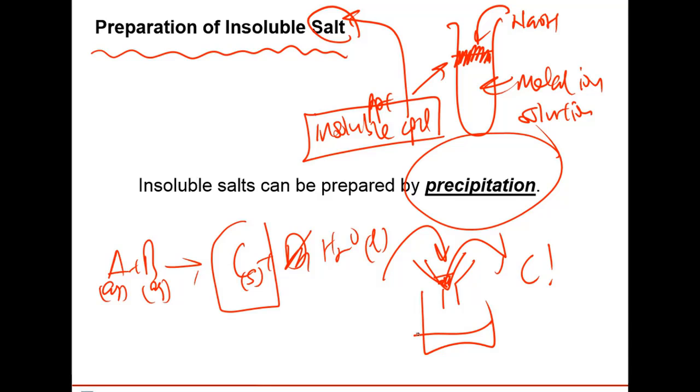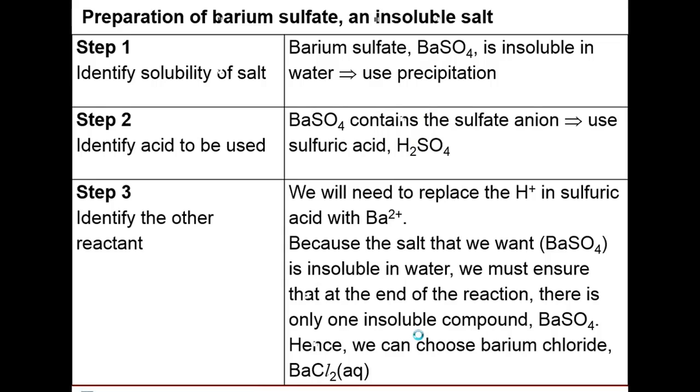How do you prepare them? Precipitation. So let's have an example, barium sulfate. How do you know it is insoluble first? This brings us back to the solubility table. All sulfates are soluble except barium, lead and silver. So barium sulfate is an insoluble salt. If it's insoluble, the first thing you think of is precipitation.